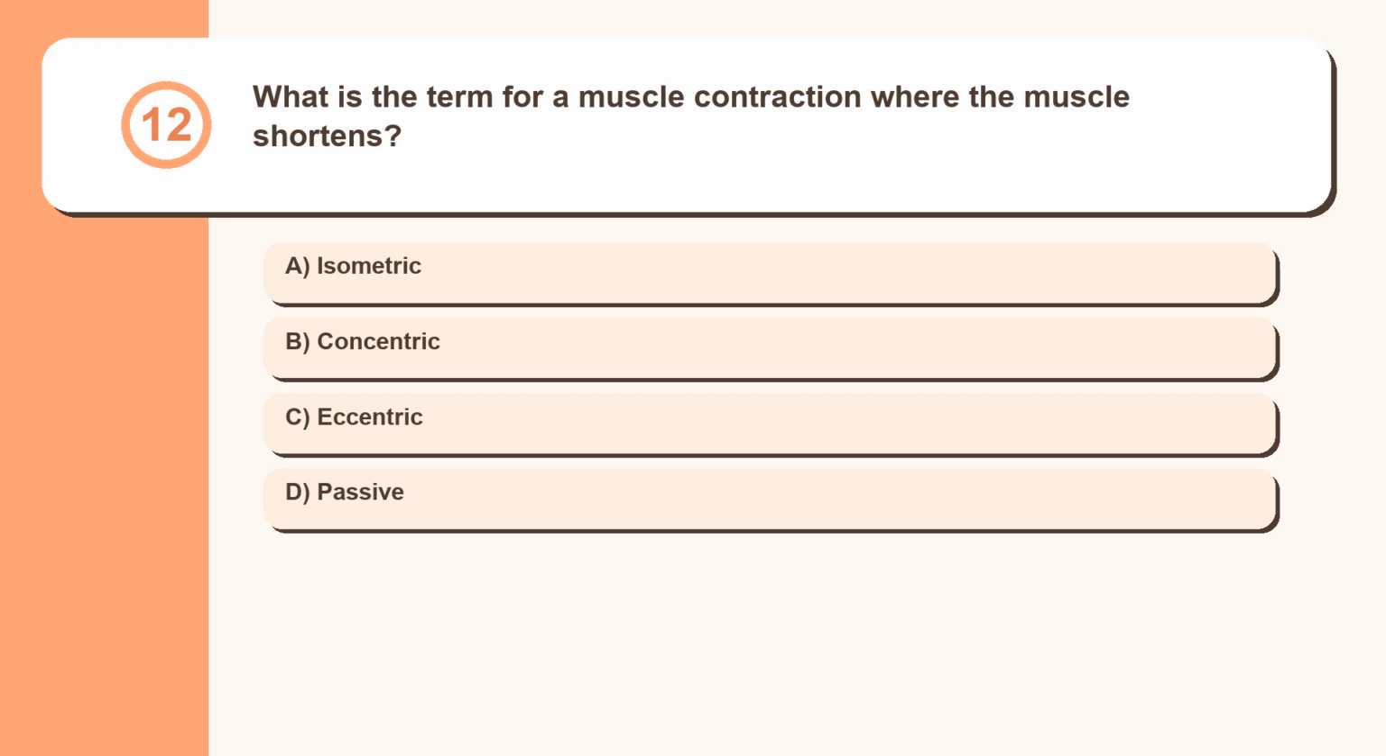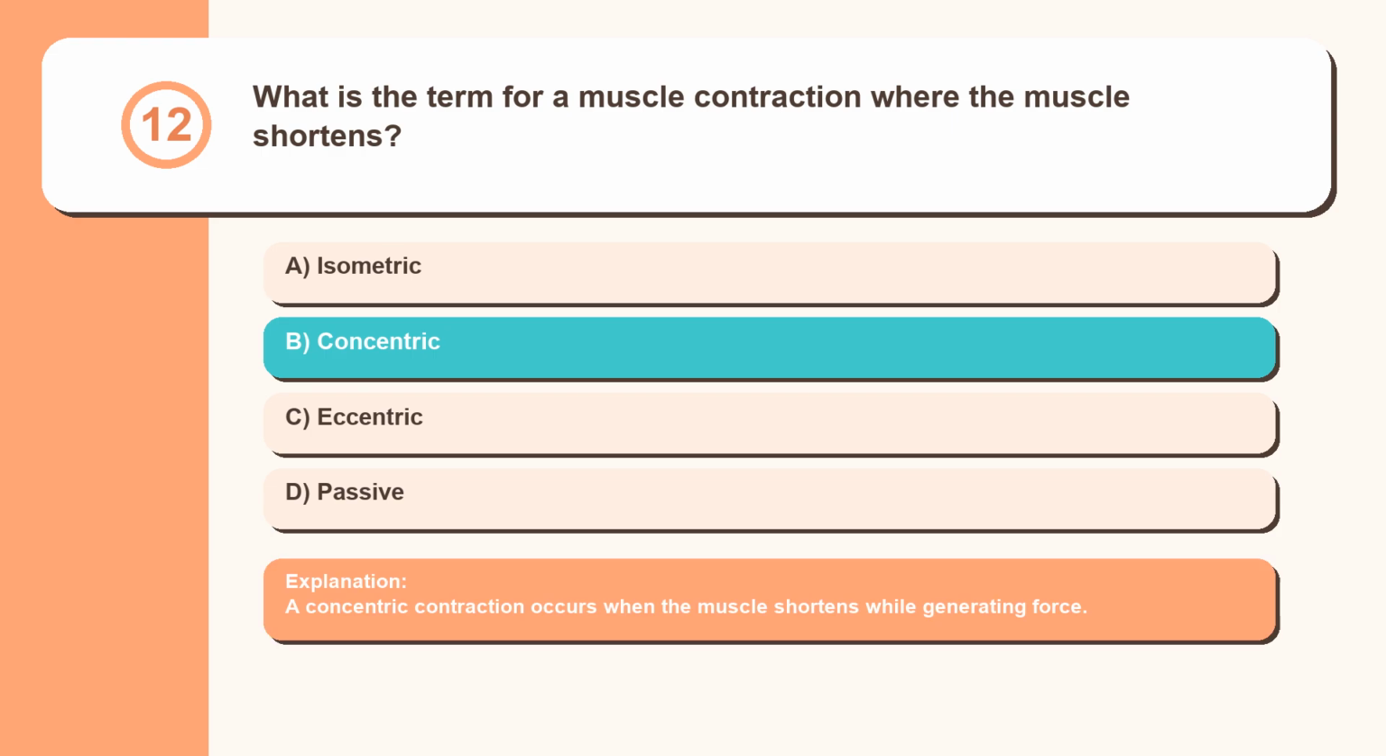Question 12. What is the term for a muscle contraction where the muscle shortens? Isometric, concentric, eccentric, passive. A concentric contraction occurs when the muscle shortens while generating force.